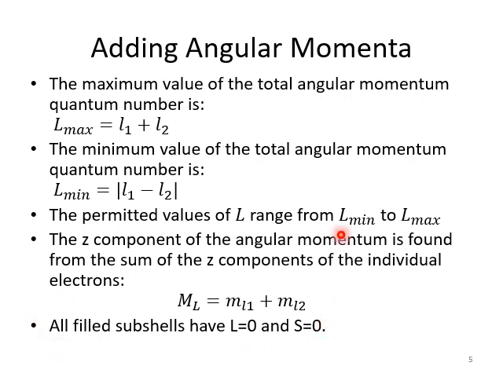One note, we can find this by doing these sums carefully for multiple electrons working through a system. I'll just note here that all filled subshells have total angular momentum equal to 0 and total spin equal to 0.